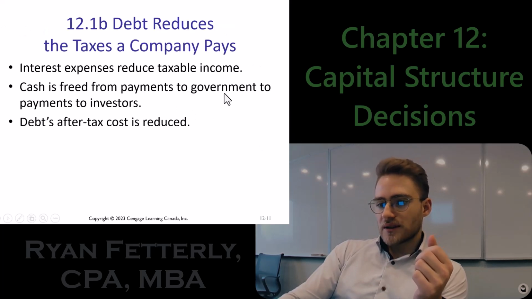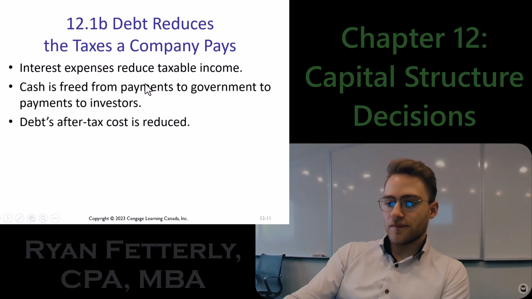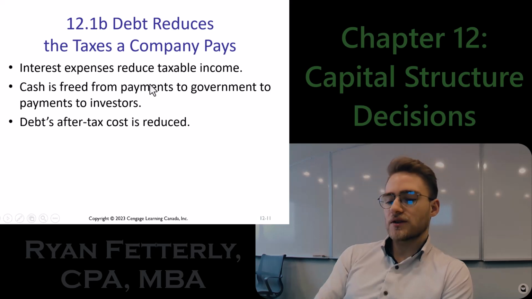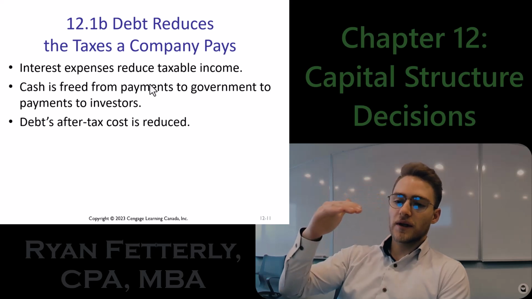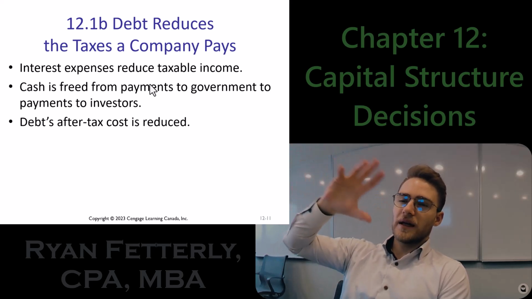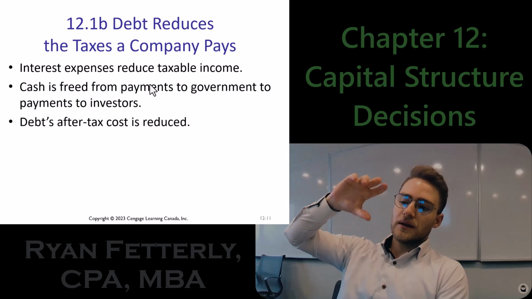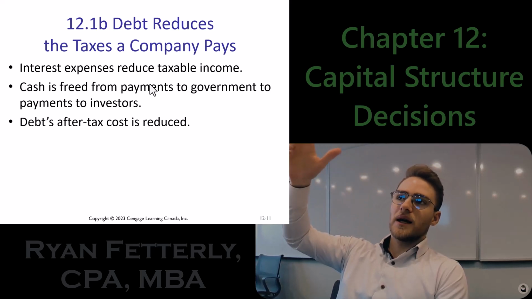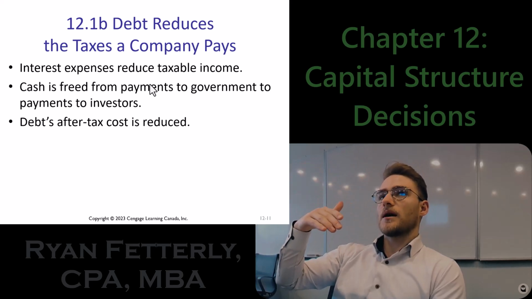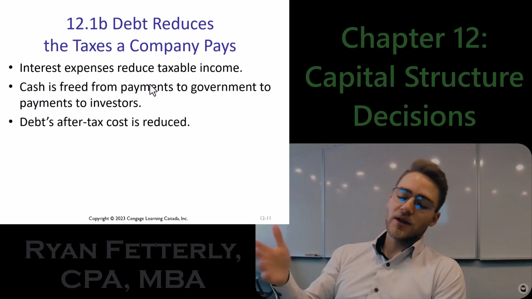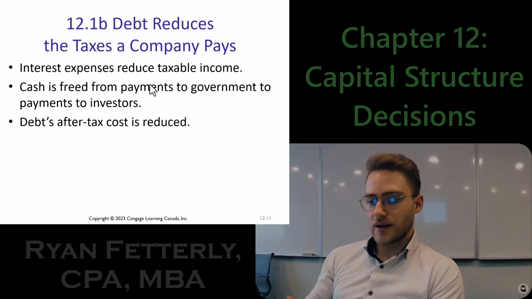So debt reduces the taxes a company pays. Interest expenses reduce taxable income, right? So as we pay more interest, that gets deducted off our operating income to get our taxable income. And then basically by reducing our taxable income, yes, we have less income, but we also pay less taxes. So you actually get a portion of that interest back, which I'll show you how that works.